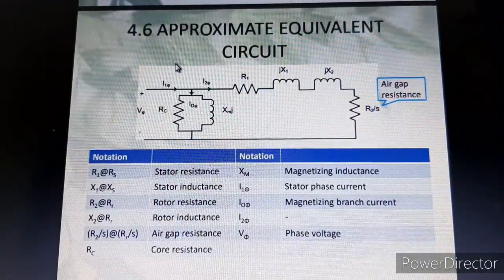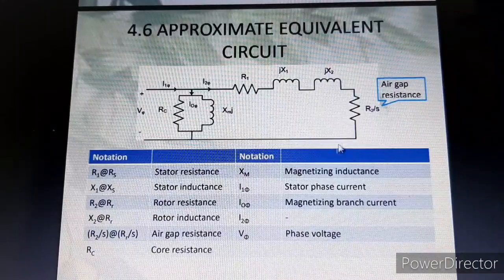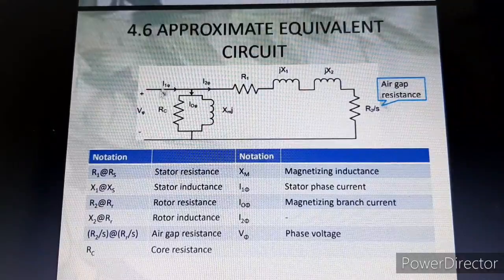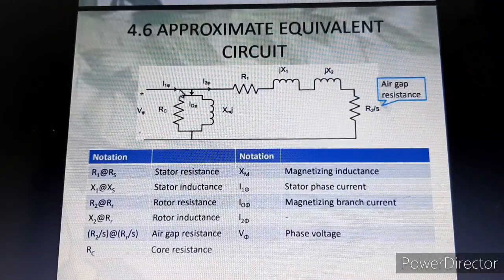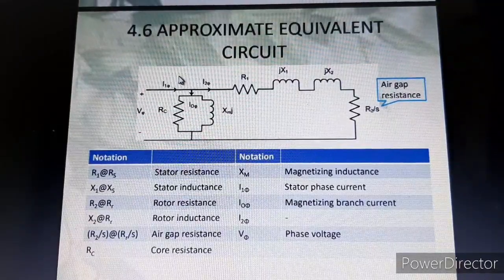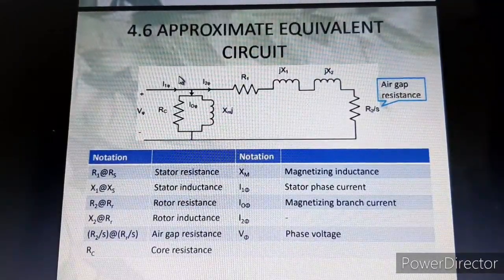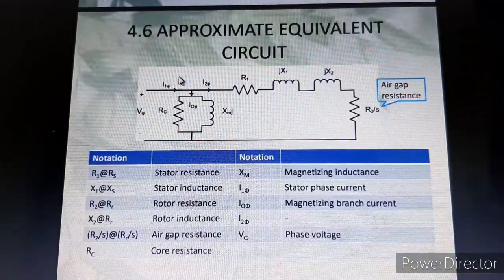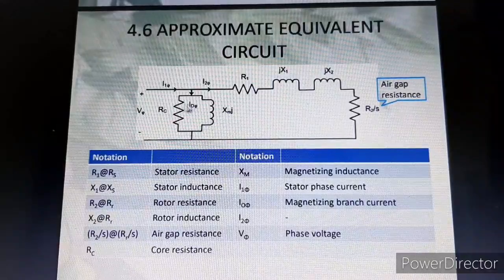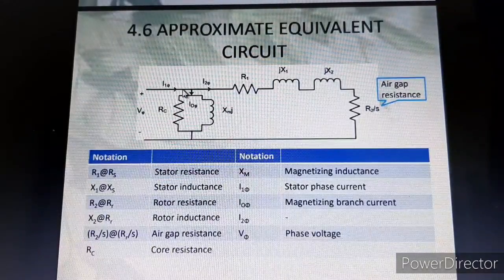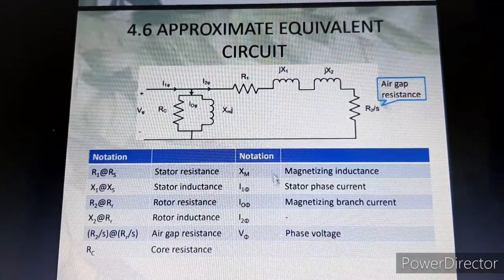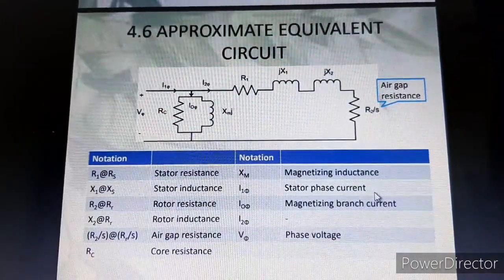For the voltage on the approximate equivalent circuit, this is a per-phase equivalent circuit. In other words, each of the parameters, voltage and current, are phase values. So the front one is called the phase voltage or phase terminal voltage, and the input current to your induction motor is called I1 phase, the stator phase current.